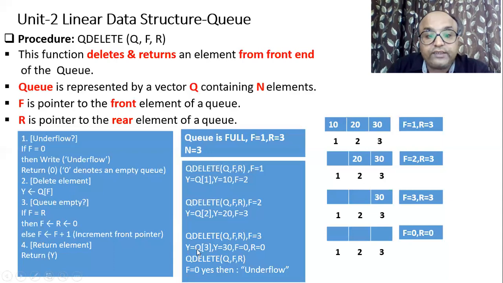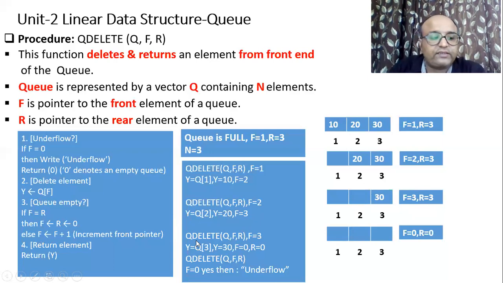So here, if you observe, now the value of F becomes 3. So now after deletion of 20, we have both pointers F equal to 3 and R equal to 3. And still we have one more element in the Q. So now let's take one more example.